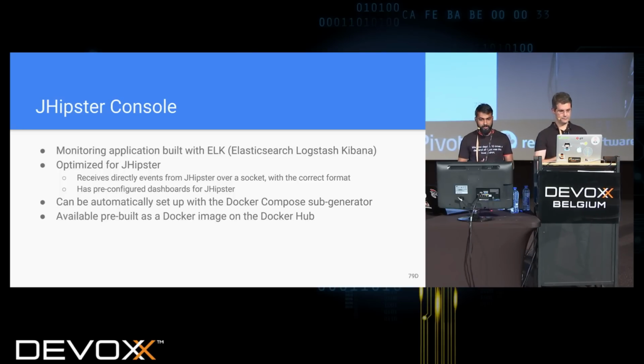We have one more microservice architecture app which we built for this architecture. It's called the JHipster Console. It's basically a monitoring application built using ELK: Elasticsearch, Logstash, and Kibana. We have configured all three to work well together.